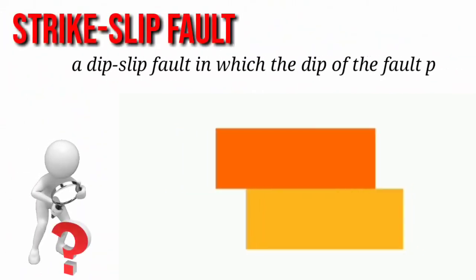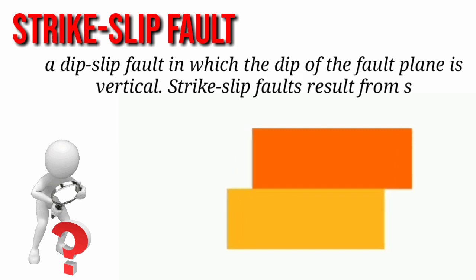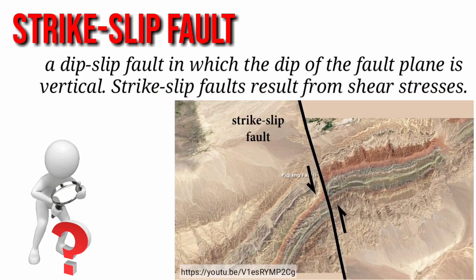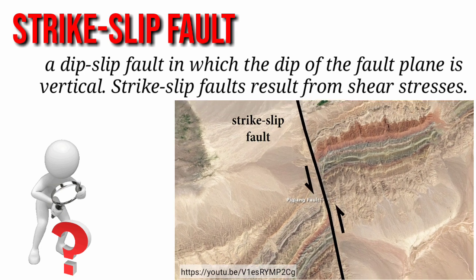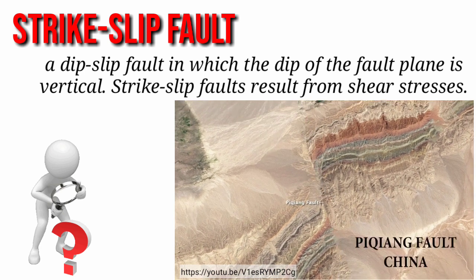A strike-slip fault refers to a fault in which the movement is horizontal and the dip of the fault plane is vertical. Strike-slip faults result from shear stresses, as you can see in the video.